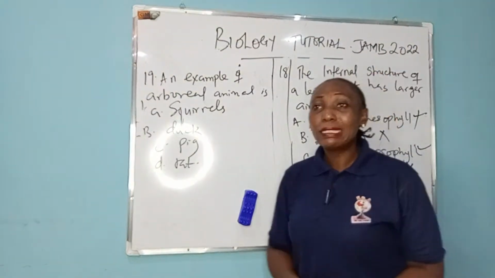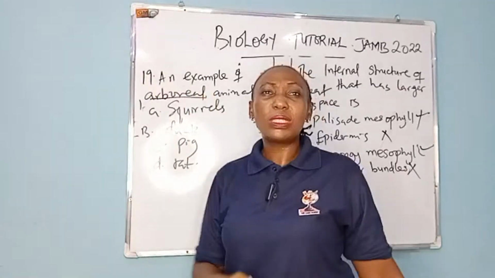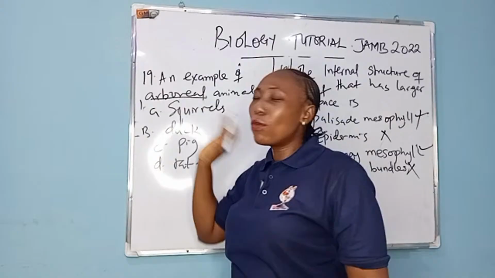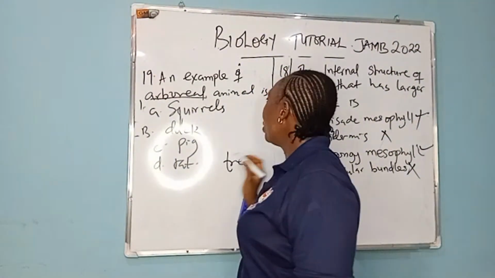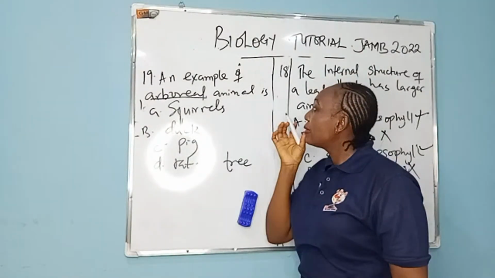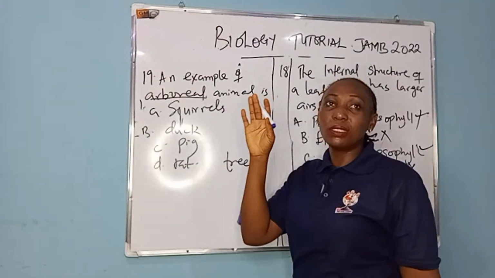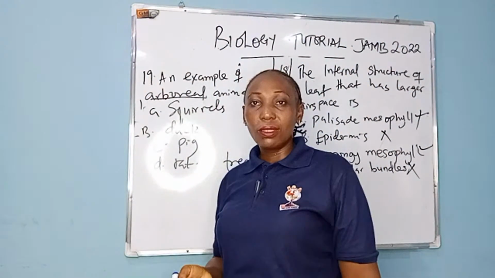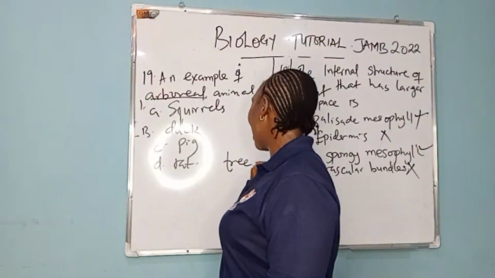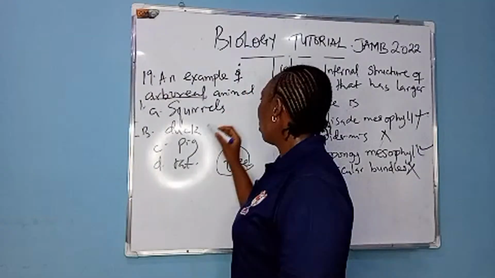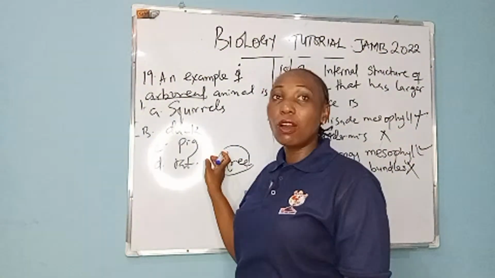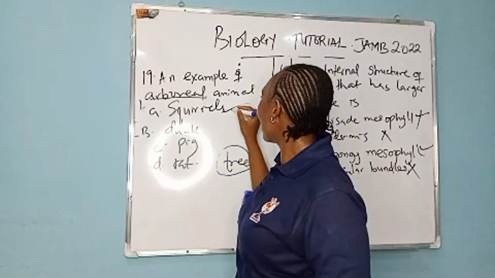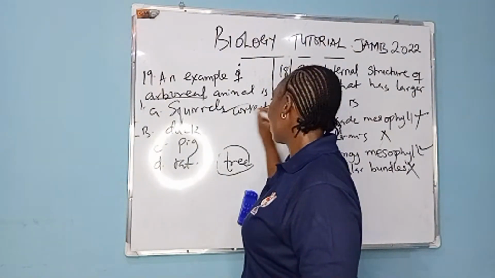Before I proceed, let's look at the meaning of arboreal. Arboreal has to do with anything aerial, on the tree. So once you hear arboreal, what comes to your mind is tree. An example of animals that are arboreal are those animals that live on the trees. For instance, the birds, the monkeys. You see them, they spend most of their life on the tree. So let's take a closer look at the options we have here. We have squirrels. Yes, squirrels live on trees. So the correct answer here is squirrel.